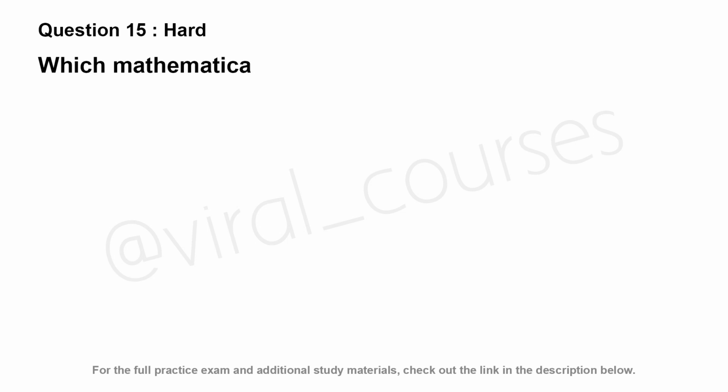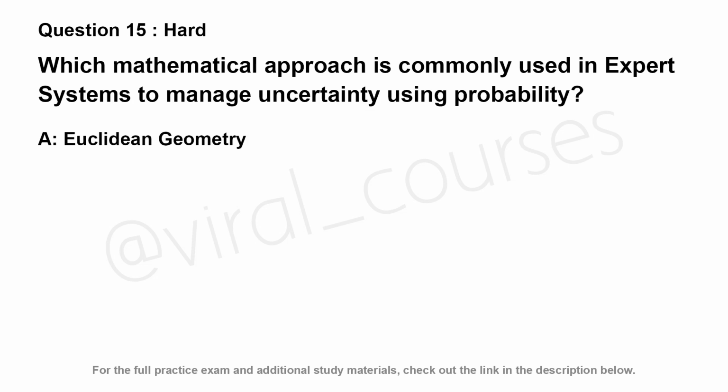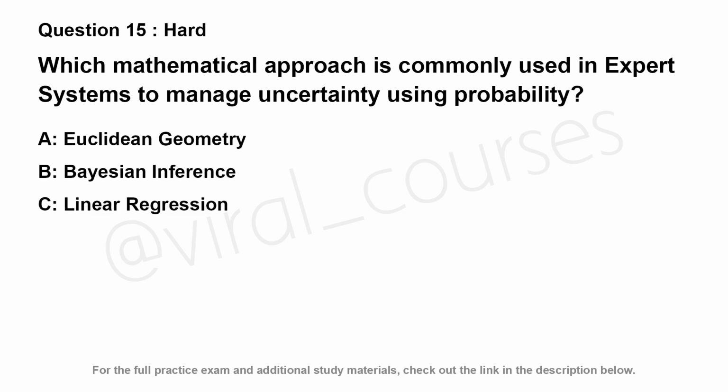Which mathematical approach is commonly used in expert systems to manage uncertainty using probability? Option A, Euclidean geometry. Option B, Bayesian inference. Option C, linear regression. Option D, calculus.